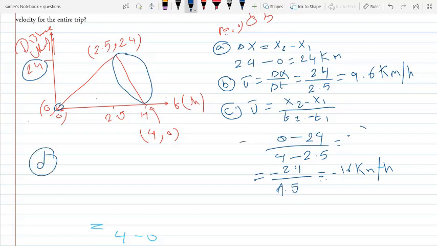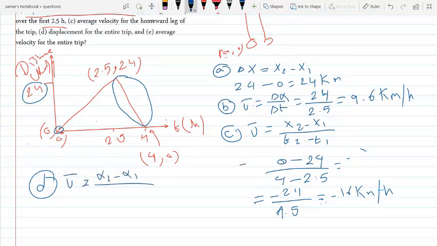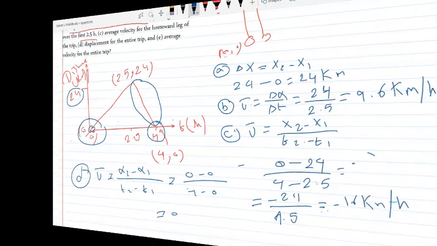D, we need to find the average velocity of the overall trip, which is (x2 minus x1) over (t2 minus t1). This is equal to 0 minus 0, final point minus initial point, over 4 minus 0, and this is equal to 0. This is the overall average velocity of the trip.